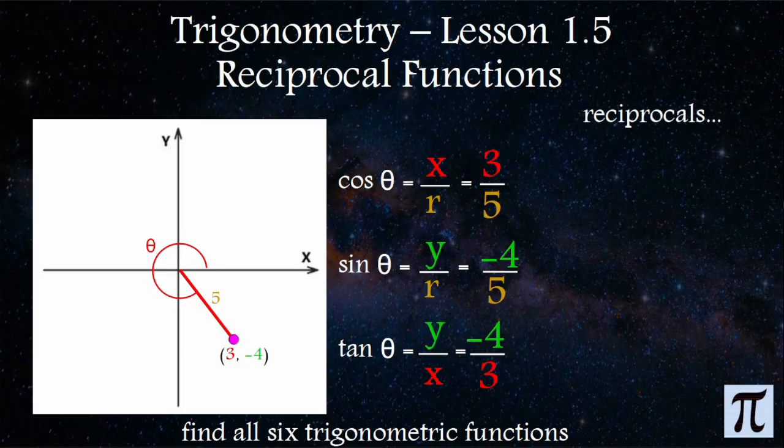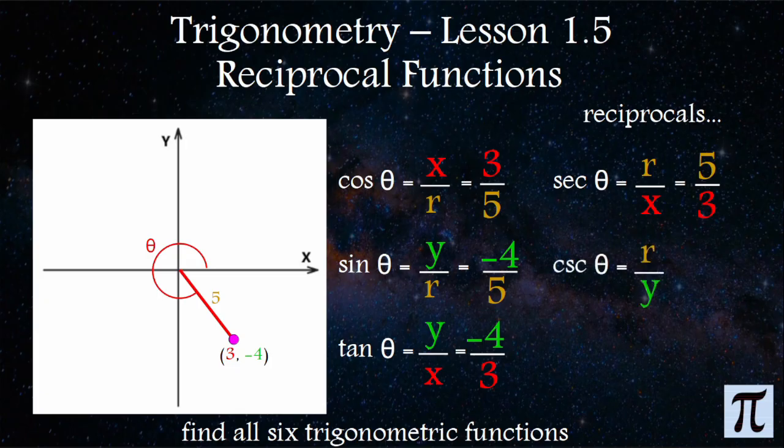What about the reciprocal functions? The secant would be r over x. We've flipped cosine. So that's 5 over 3. Cosecant would be r over y, which would be 5 over negative 4. And for cotangent, it would be x over y, or 3 over negative 4.